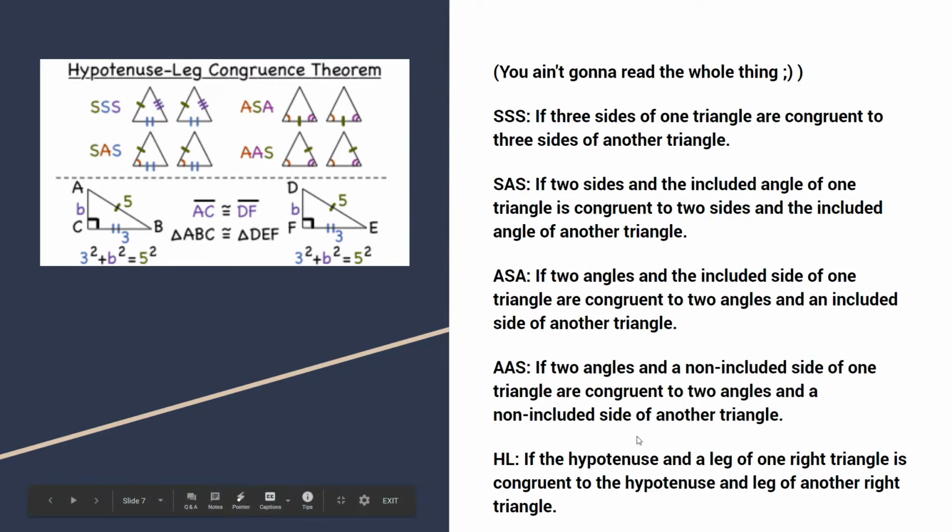It's so simple. If the hypotenuse and a leg of one right triangle are congruent to the hypotenuse and a leg of another right triangle. Whenever there's a right triangle, the angle is always 90 degrees, so that's always the same. The legs and the hypotenuse are congruent, they have the same measure, the same length.